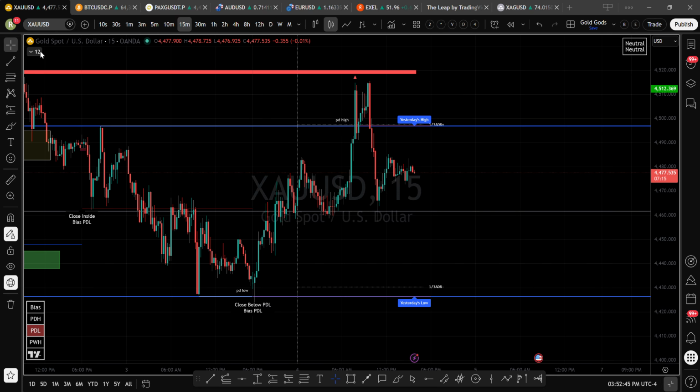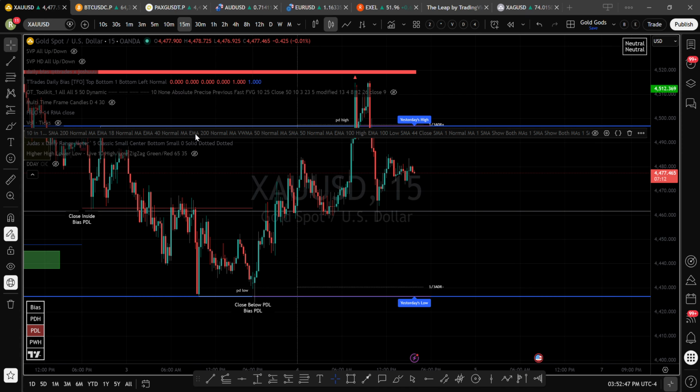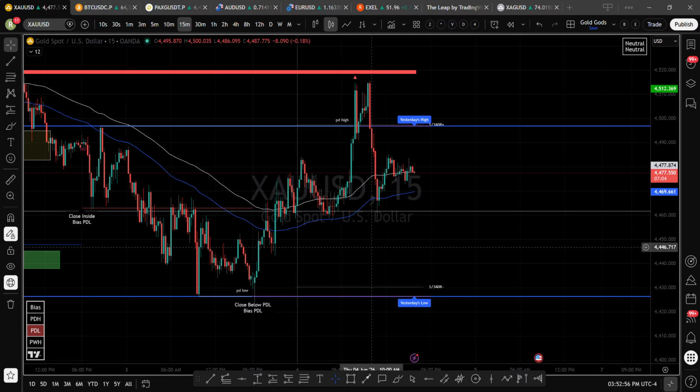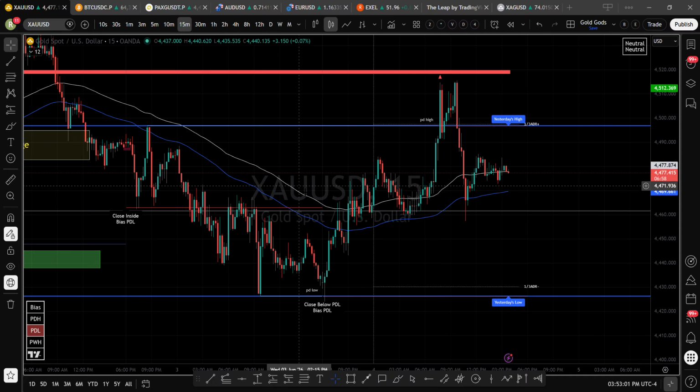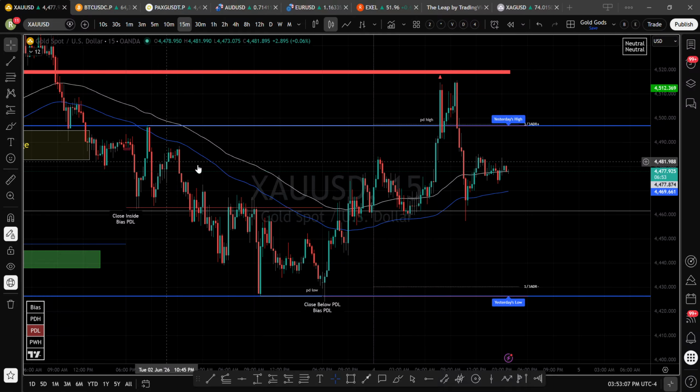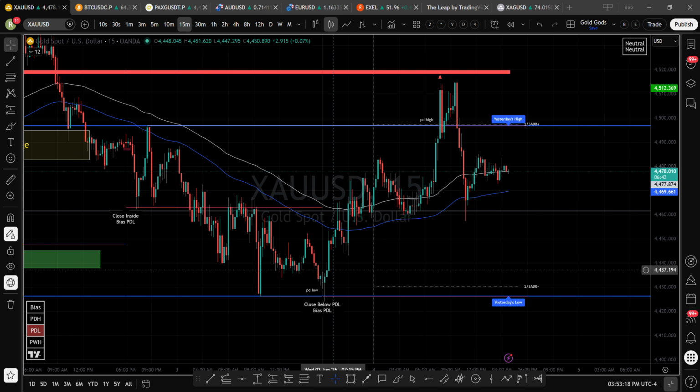So that will give you these two lines. You select whatever color you want. I use the white and blue, and it gives us these moving averages. When price is under these moving averages, we are only looking for sells. Do not look for buys if you're under this moving average. That would be really not wise, as you can see. Do not look for buys.